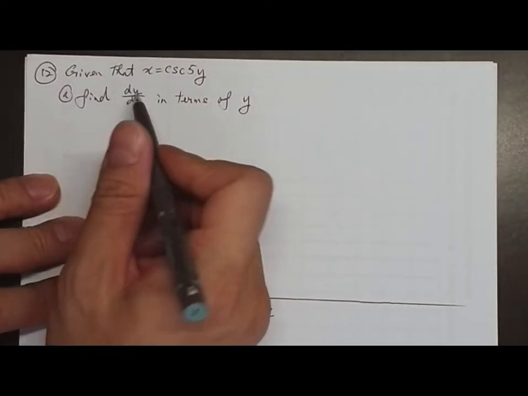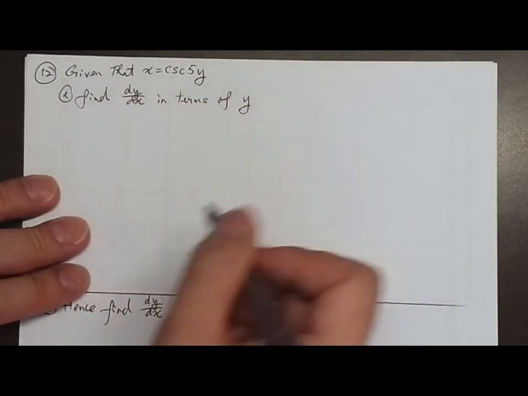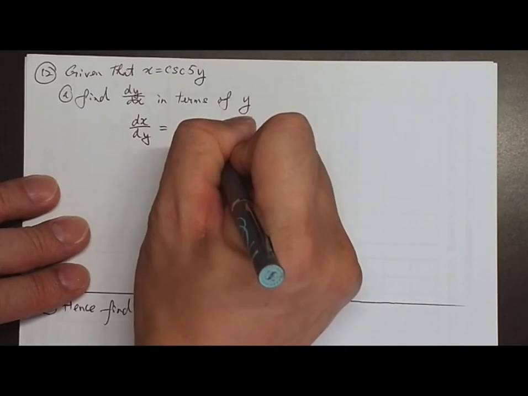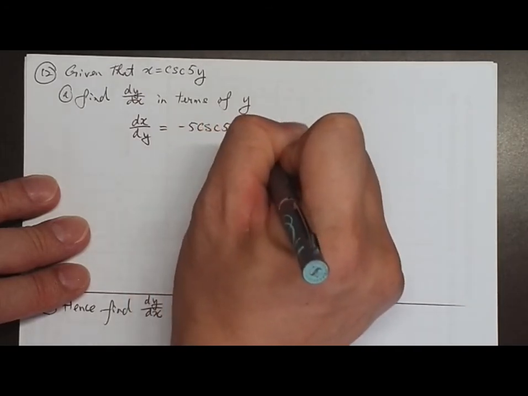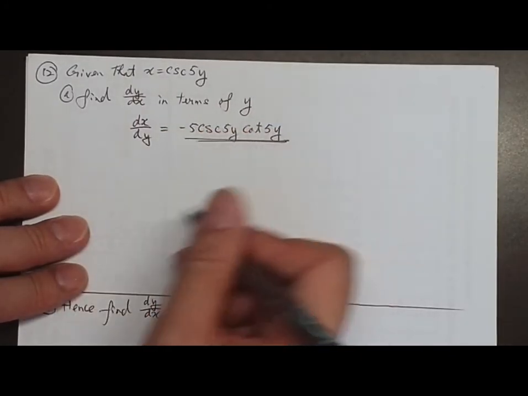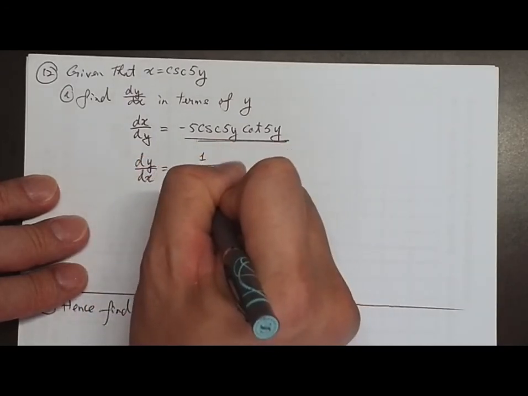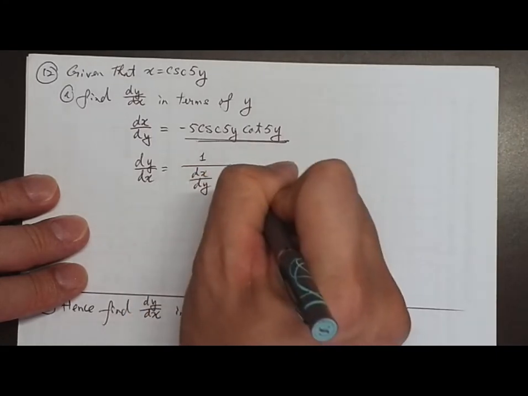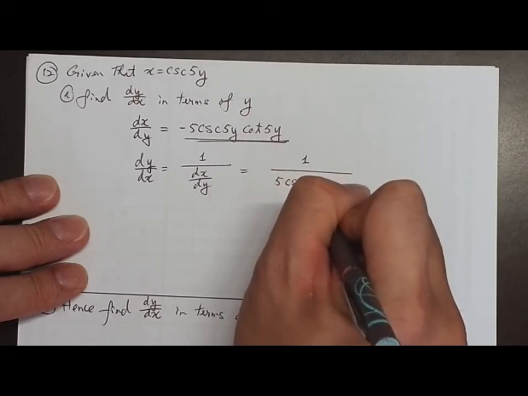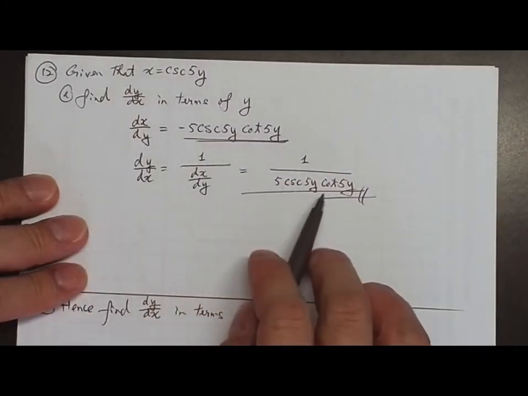Question 12, given that x equal to cosecant 5y, find the dy by dx in terms of y. First of all, we find dx by dy is equal to minus 5 cosecant 5y cotangent 5y. This is the dx by dy in terms of y. And we know that dy by dx is equal to 1 over dx by dy. So it's equal to 1 over minus 5 cosecant 5y cotangent 5y. This is the answer of dy by dx in terms of y.